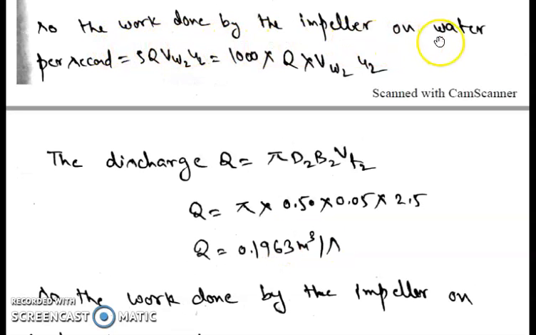The work done by the impeller on water per second is given as rho into Q into VW2 into U2. Still we have to calculate the value of Q. We know that this discharge Q is given by pi D2 into B2 into Vf2. The value of D2 is given as 0.5 meter, value of B2 is given as 0.05 meter, and the value of Vf2 is given as 2.5 meter per second. The discharge Q is equal to pi into 0.50 into 0.05 into 2.5. So the value of Q is equal to 0.1963 meter cube per second.